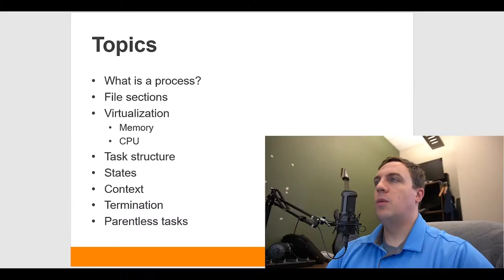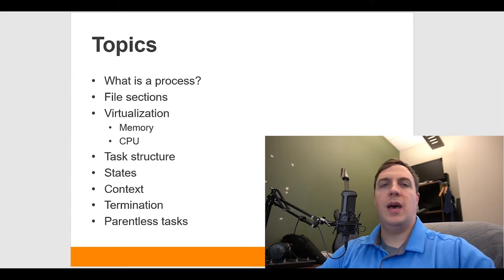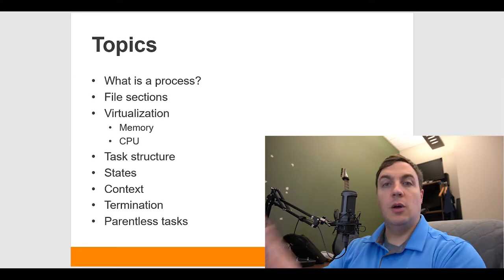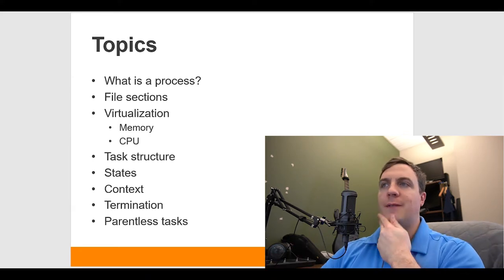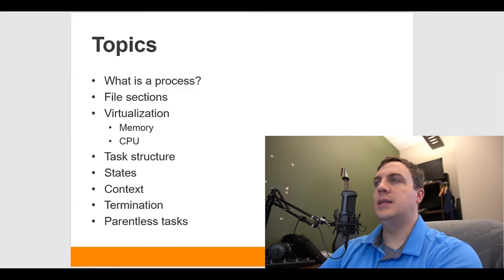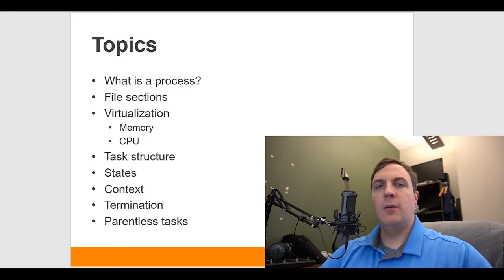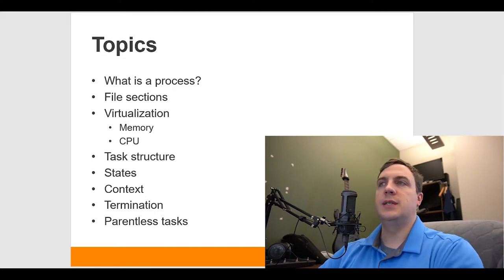So first of all, let's take a look at the topics that we're going to cover today. We're going to say, what is a process? We're going to talk about the file sections that are inside of what's called ELF, executable and linkable format. It's a particular file format, but most file formats follow something like that, where you have CPU instructions on one side, global data on another side, and things like that. We'll talk about virtualization of memory and the CPU. We'll talk about task structures, states, context, termination, and parentless tasks. So all these are things to consider whenever you are managing processes inside of a kernel.